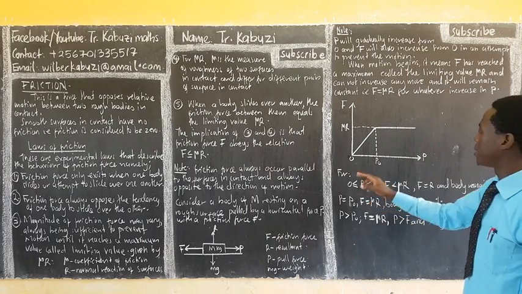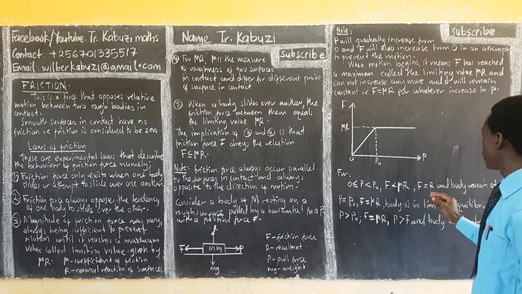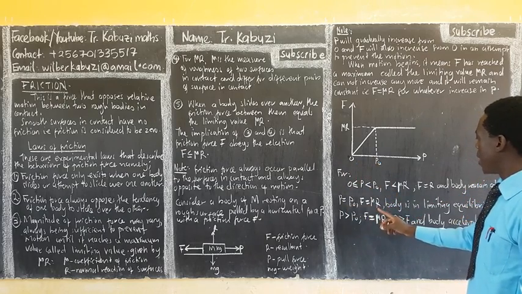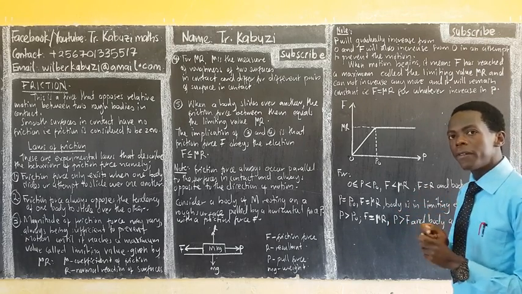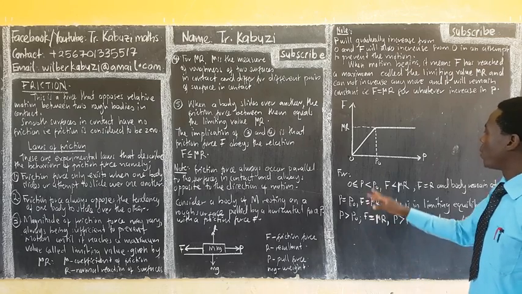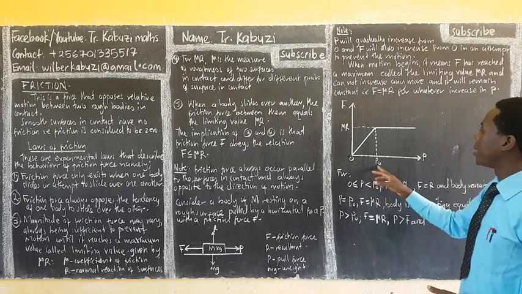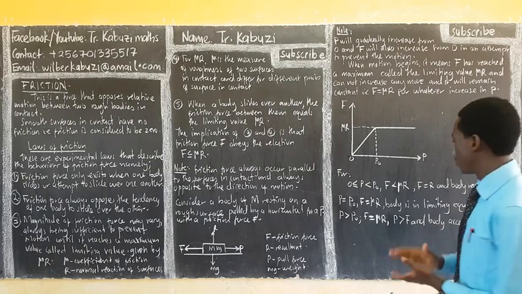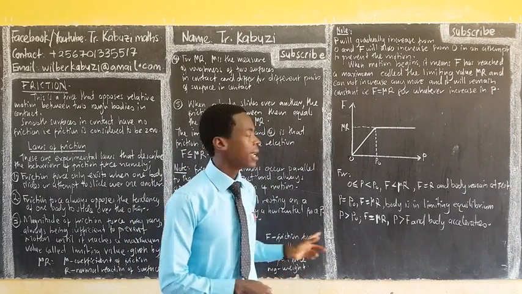When P is below this, F is going to be less than mu R, and so the body remains at rest. When P is equal to this, F is equal to mu R, and the body is in limiting equilibrium. So it's about to move. It has not moved yet, but it's about to move. And when P is greater than P naught, it means that the friction force has reached its maximum and can no longer prevent motion, and so the body will move and accelerate.